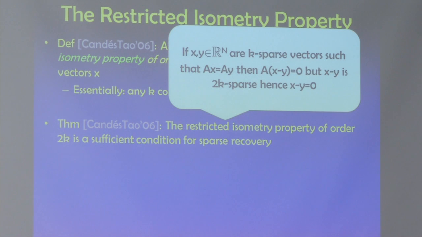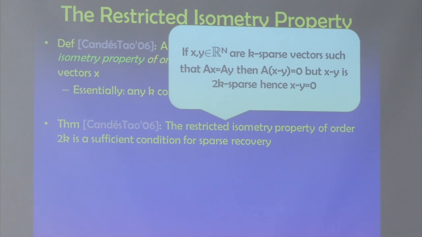But then A times (x minus y) is 0. Okay, it's a linear operator. But the vector x minus y is 2k-sparse because it's a difference between two vectors, each of which is k-sparse. So obviously x minus y is 2k-sparse, only 2k nonzero entries, right? But by the assumption, the norm of x minus y is similar to the norm of A(x minus y), but A(x minus y) is 0, so x minus y is also 0. And that's basically the whole proof.